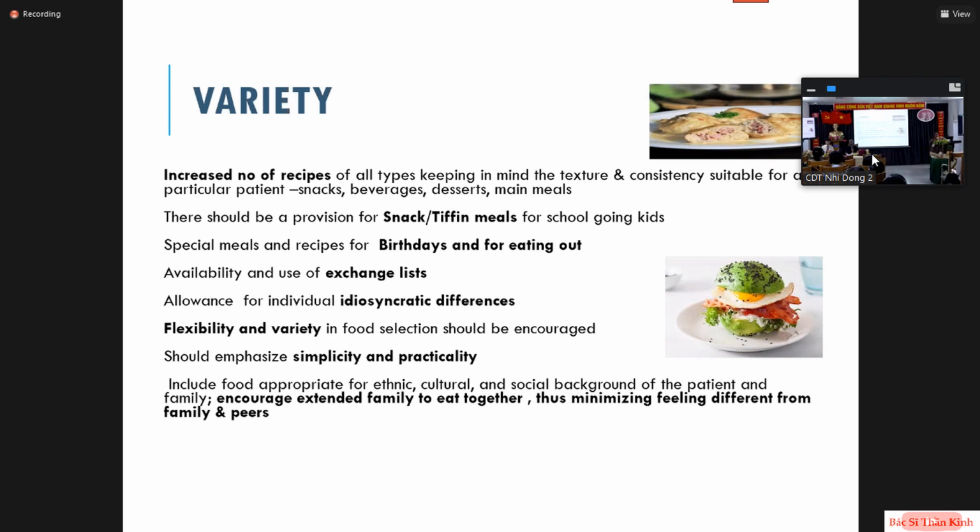Exchange lists are something that really come handy. So, giving good exchange lists to the patients can enable the caregivers to add variety to a similar recipe. Instead of just saying add apple to a particular recipe, you say, okay, these are the 4 fruits that can be added. So she can make changes on her own. So the diets should emphasize simplicity and practicality. And of course, we should encourage families to eat together, so that that feeling of being different from others is not there.